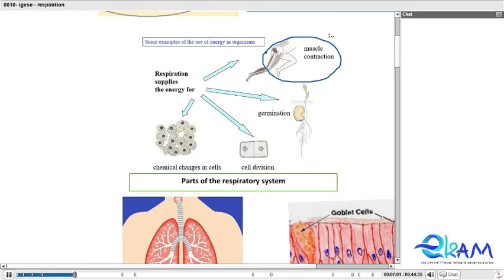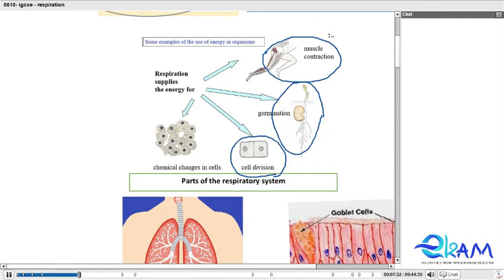Second one, you have heard about germination of seed. Germination involves both growth and development. For the germination of the seeds, energy is needed. Then, for cell division, our cells are constantly dividing. Either for growth or for the repair of the body, cells are constantly dividing. And for the division of the cell, energy is needed. And for many metabolic activities within our body, for example, almost all the enzymatic activity, some amount of heat energy is required.